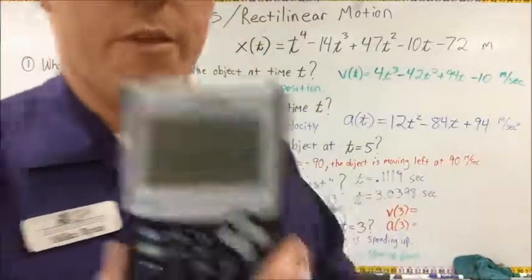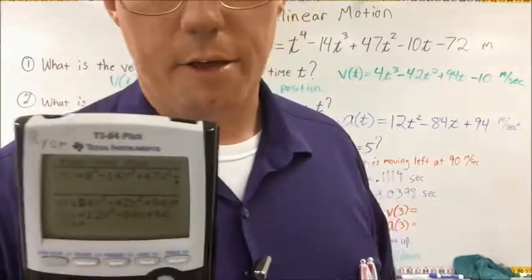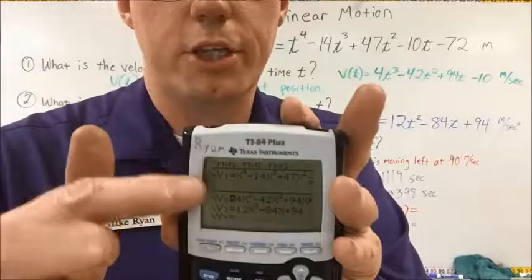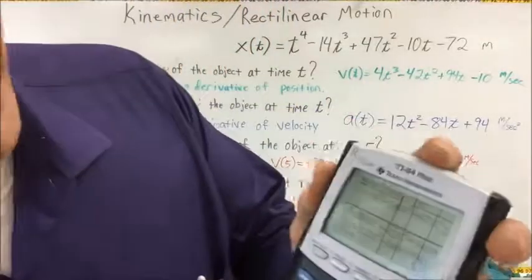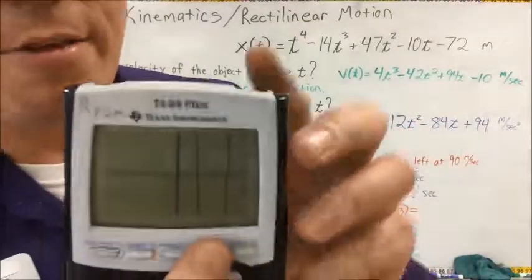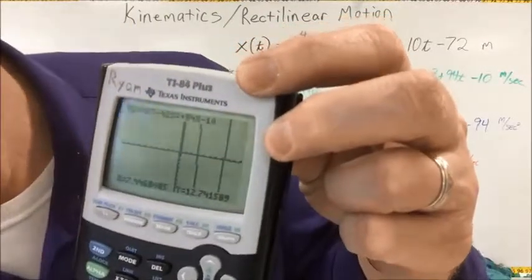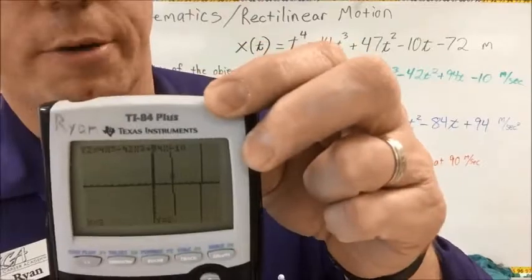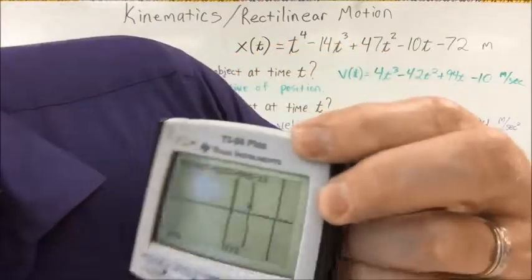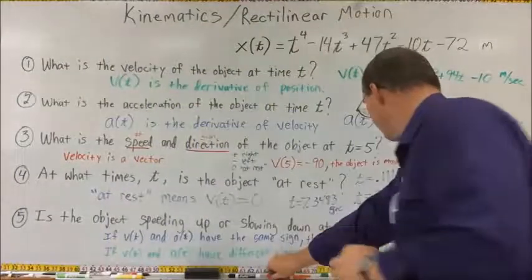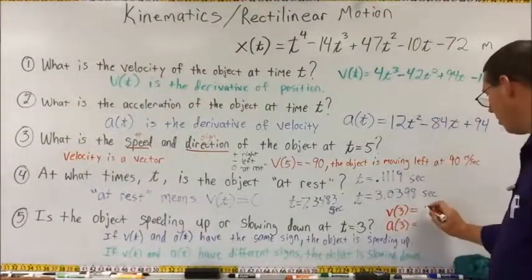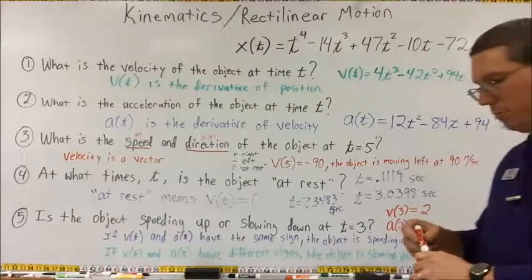Currently, the second function is turned on. That's velocity. And I usually put position, velocity, acceleration in when I put them in the calculator. So look, I'm going to hit graph. I'm going to press trace. Then I'm going to press 3, enter. And it says at time 3 that the velocity is positive 2. So, at time 3, velocity is positive 2.